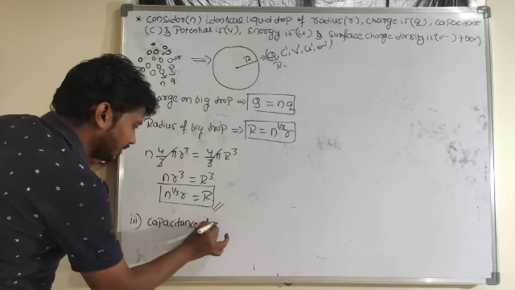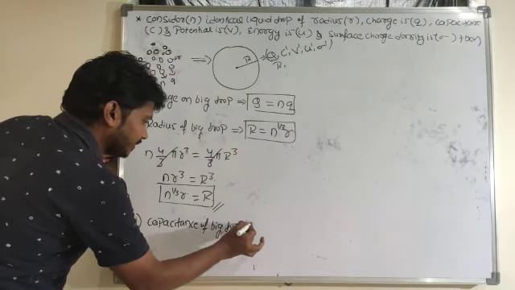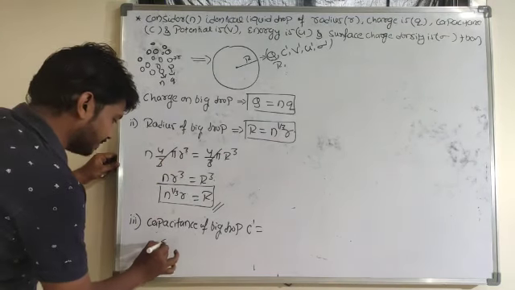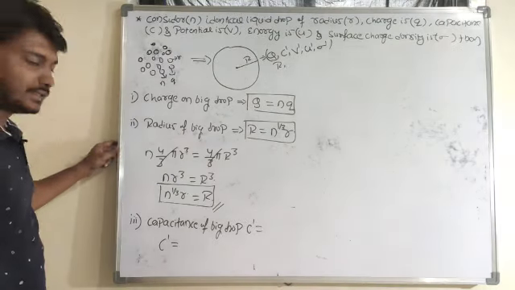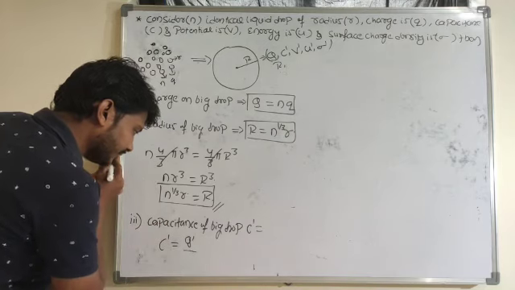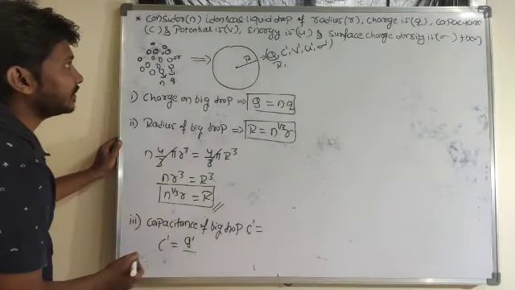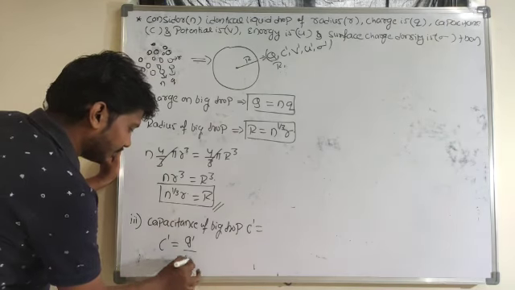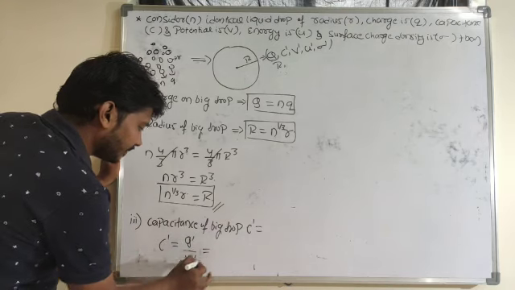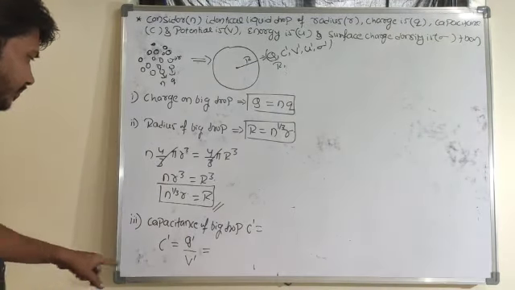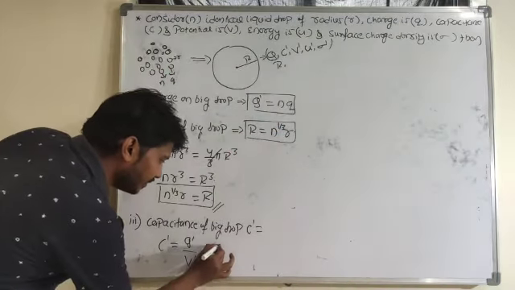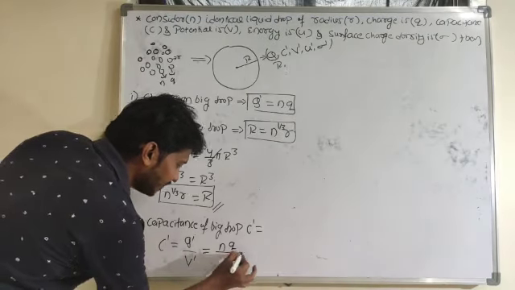Capacitance of the big drop. So C dash is equal to what I need to find out here. Let me consider the basic definition for capacitance. C is equal to Q by V here. First let me find out Q dash. In this case, Q dash is nothing but n into Q here.